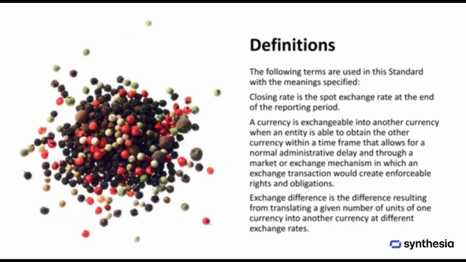To understand and apply this standard properly, it's important to be familiar with a few key terms. The term closing rate refers to the exchange rate available at the end of the reporting period. This is the rate used when converting foreign currency amounts into the reporting currency at the period's close. When we say that a currency is exchangeable into another, we mean that a company can obtain the other currency within a reasonable time frame, using a market or official mechanism that ensures the transaction is legally binding. Exchange difference describes the variation that occurs when converting the same amount of money from one currency to another using different exchange rates. These differences can arise due to changes in exchange rates over time and need to be accounted for in financial reporting.